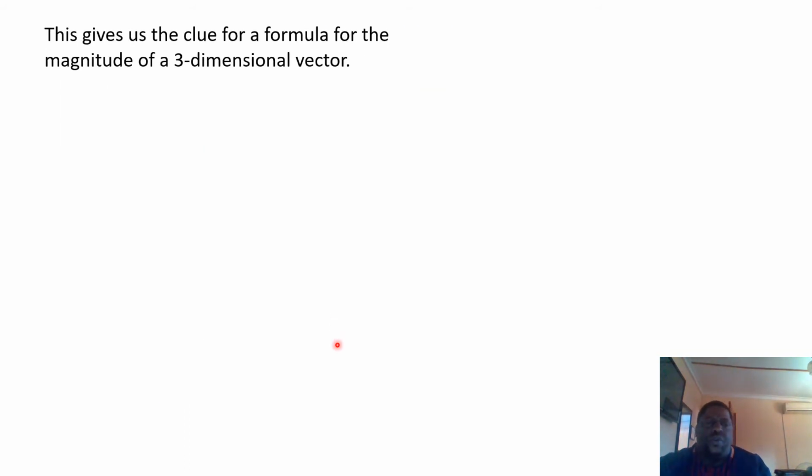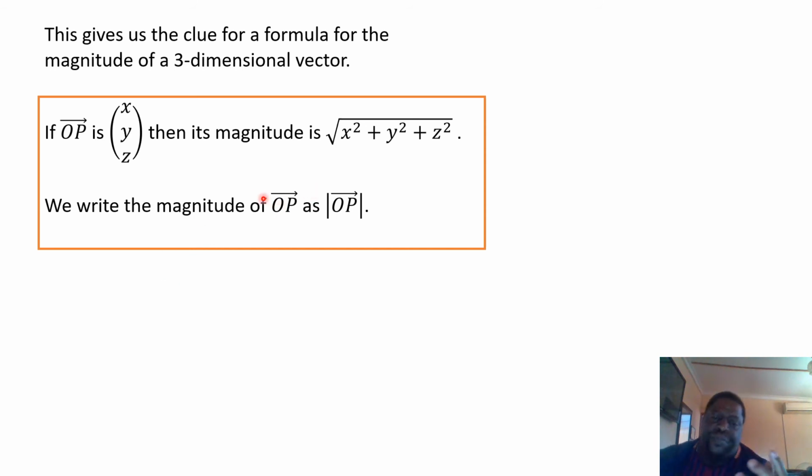So this is what I want you to have a look at. You have vector OP is x, y, z. Its magnitude will be the square root of x squared plus y squared plus z squared. Remember, the squares should give you positive values. Otherwise, the magnitude will not exist if you have a negative thing under the square root. So be careful with your substitution.